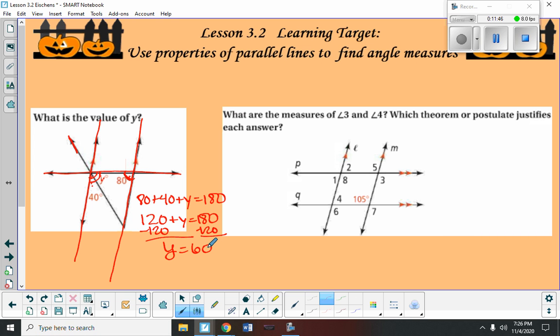All right, next one. What are the measures of angle 3 and angle 4? Let's see here. Angle 3 is right here. So angle 3 and the 105 are alternate interior. Again, we've got a lot going on here, so just so we don't have to look at the other ones, I can even cover those up. These are alternate interiors, that's 105. Now angle 4 and this 105, it's using these two lines. These two are same side interior, so they add up to 180, so that would be 75.